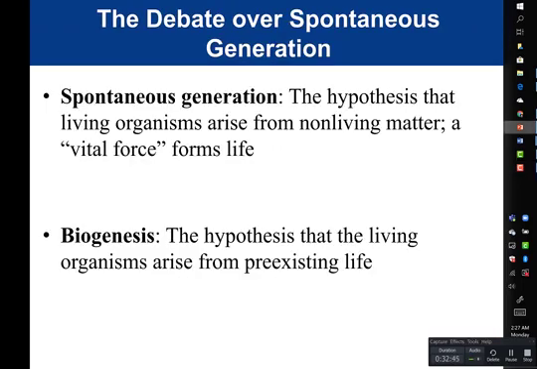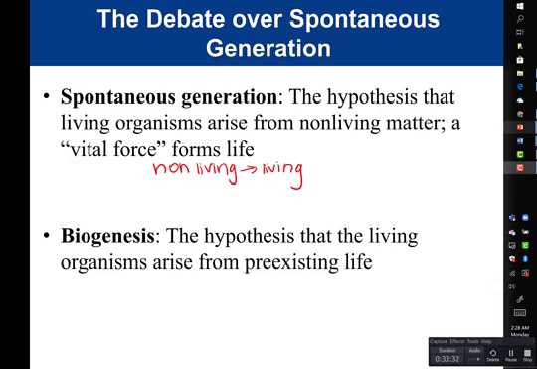So once they saw cells, this led to a debate about how life arose. And so there were two competing theories during this time. One was referred to as spontaneous generation, and that is the hypothesis that living organisms arise from non-living matter, that some vital force forms life. And so in spontaneous generation, the idea was you could go from non-living to living. Spontaneously, some vital force, they didn't know what it was, allowed life to come from nothing.